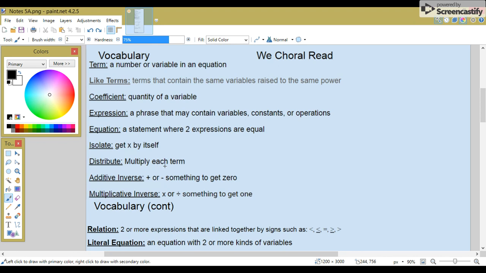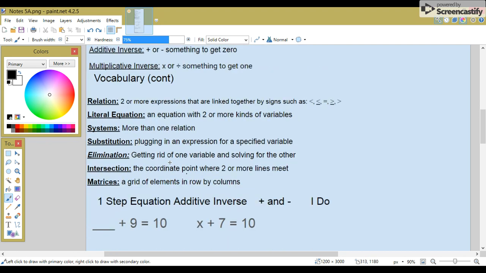Distribute: multiply each term. Additive inverse: add or subtract something to get 0. Multiplicative inverse: multiply or divide something to get 1. Relation: two or more expressions that are linked together by signs such as less than or equal to, greater than or equal to, greater than. Literal equation: an equation with two or more kinds of variables.